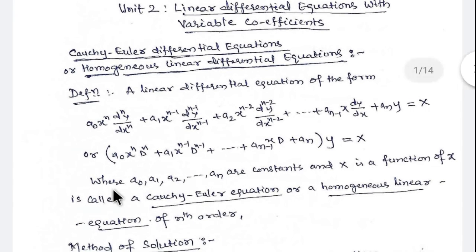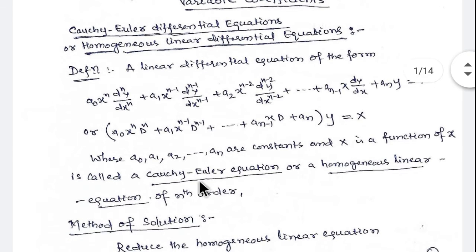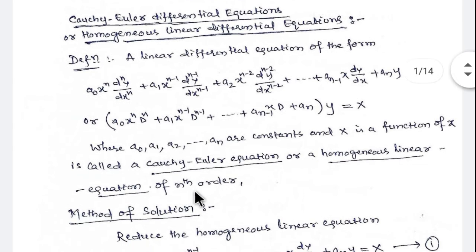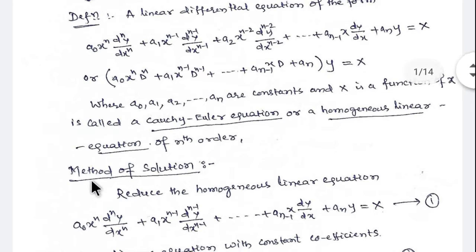Here a naught, a1, a2, etc. up to an are all constants, and the right-hand side capital X is a function of x. This type of equation is called a Cauchy-Euler equation or a homogeneous linear differential equation of nth order. This is the definition. Then how to solve this?